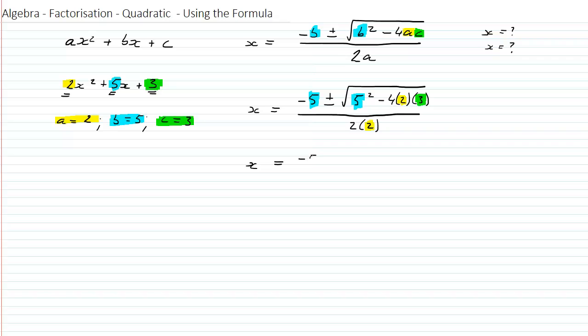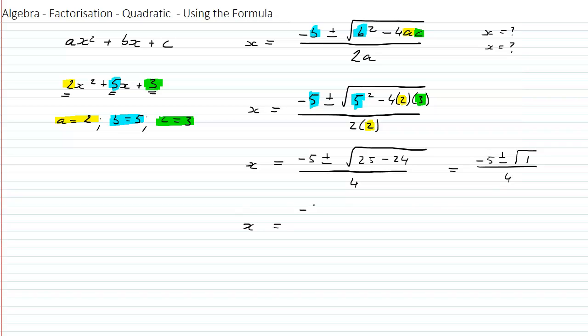Okay, so we continue on. x is equal to minus 5 plus or minus the square root of 5 squared is 25, minus 4 times 2 is 8, by 3 is 24, so 25 minus 24, all over 4, which is equal to minus 5 plus or minus the square root of 1 all over 4. So x is now equal to minus 5 plus the square root of 1, which is 1, over 4, and x is equal to minus 5 minus the square root of 1, which is 1, over 4.